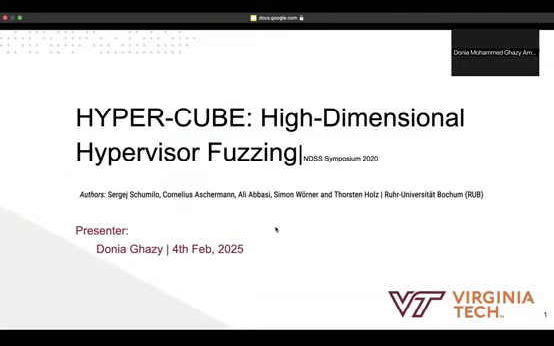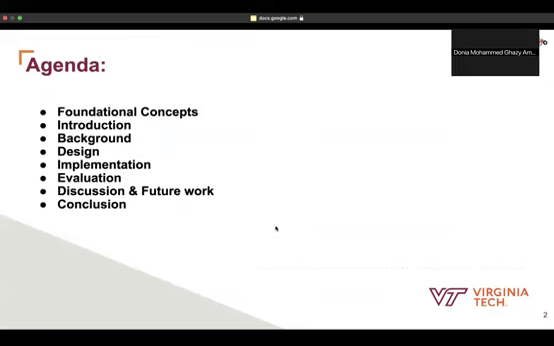So this paper was published in NDSS Symposium 2020. Let me go with you through the agenda of today. I'm gonna just start by explaining some foundational concepts to set the stage and make sure that all of us are on the same page on the whole concept that I'm gonna present in the paper. And then I'm gonna explain some introduction and background about the topic or the idea of the paper and go through the design and implementation and then the evaluation, and I'm gonna end with some discussion and future work for this paper.